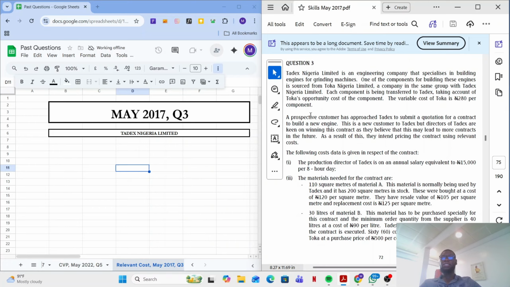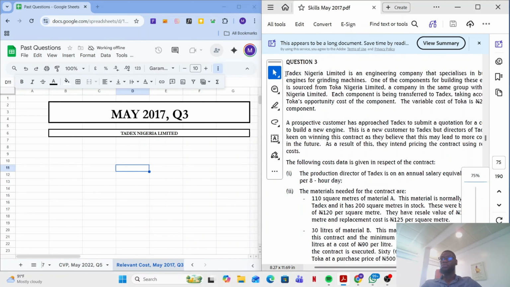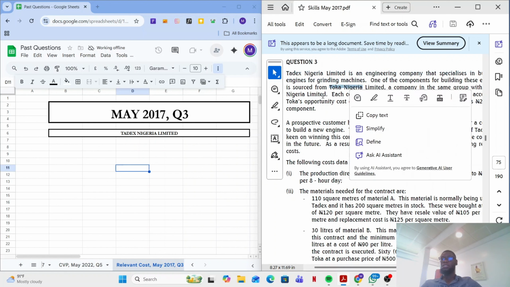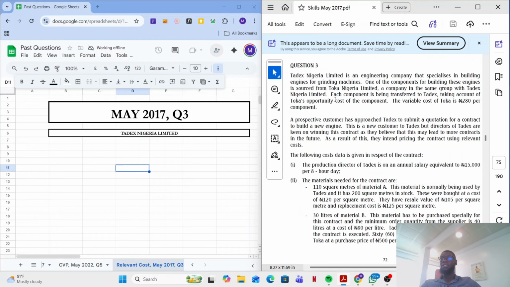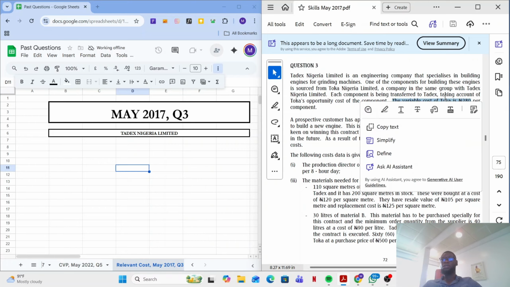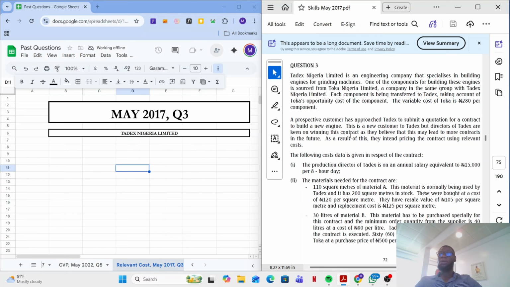We have a question that says Tadex Nigeria Limited is an engineering company that specializes in building engines for grinding machines. One of the components for building this engine is sourced from Toka. So Tadex runs this business, and it gets the components from Toka, Nigeria. Each of the components is transferred to Tadex, taking account of Toka's opportunity cost of components. The variable cost of Toka is 280 per component. This is the cost of Toka, but remember, we're working with Tadex.